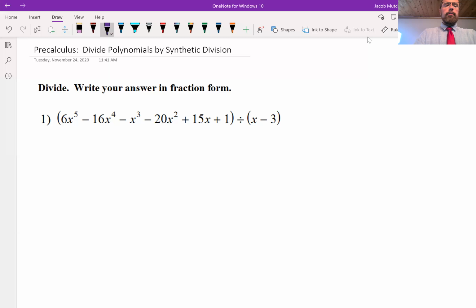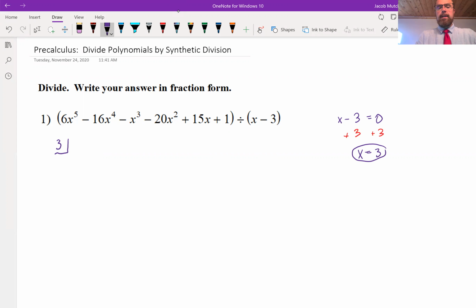What I want to do is create a format where I put my divisor in the upper left corner. And I want to reduce my binomial down to just a number. The way that I'm going to populate that little corner on the left is by taking the divisor x minus 3, setting it equal to 0 and solving. And that solves very quickly. I just add 3 to both sides, and I see that x equals 3. Now that 3, I'm going to place as my dividing value up there in the corner. And that represents my divisor.